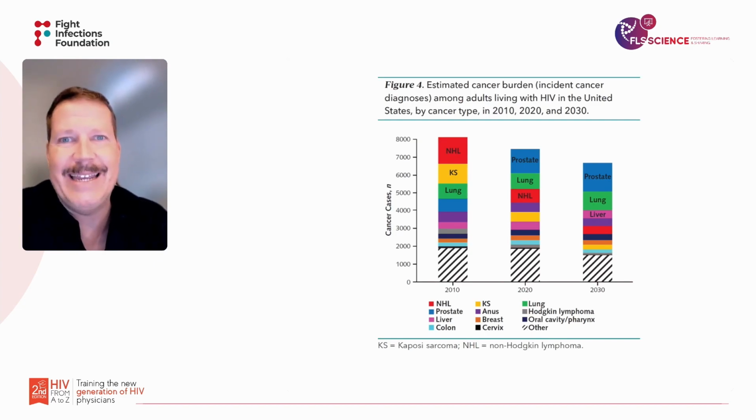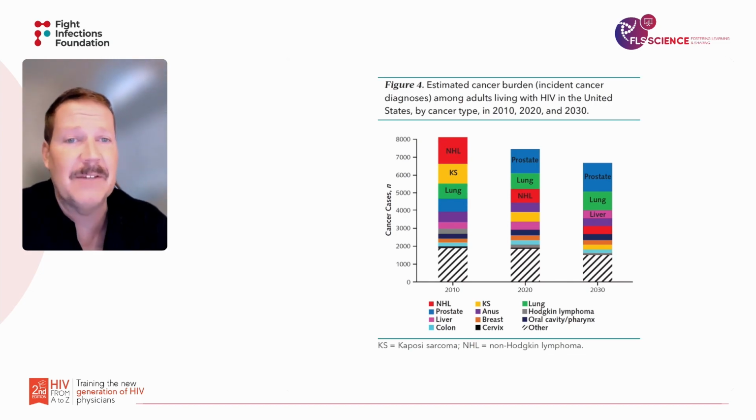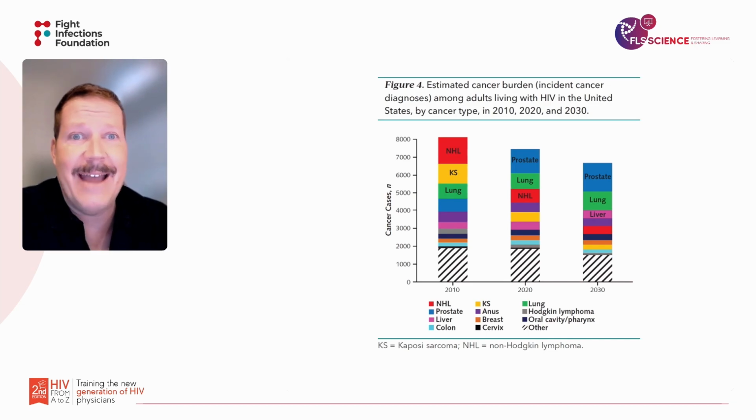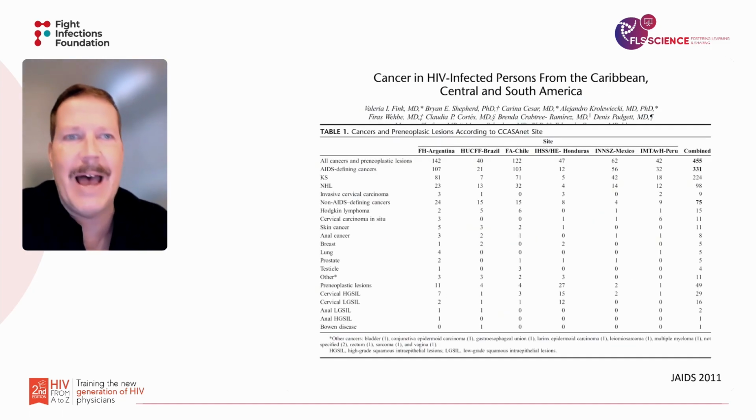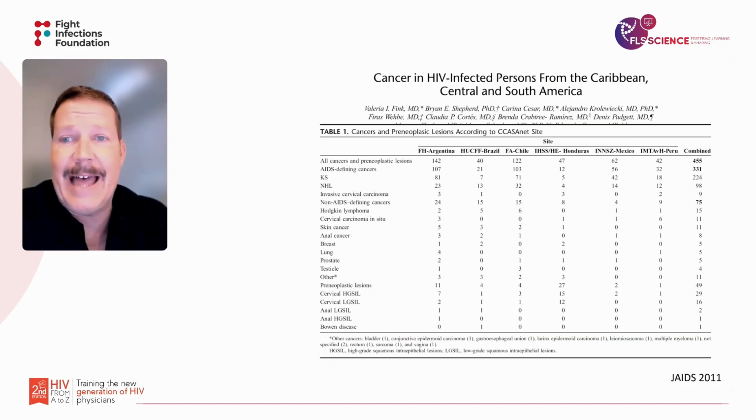And so I think the important point is that since the beginning of the HIV epidemic, there have been cancers strongly associated with HIV infection. However, we need to continue to monitor the types of cancers that our patients are getting, which is very dependent on the population and the context of that population. And so to that, it's important that we also look at what is happening outside of the US and other high-income countries. This is a paper led by Valeria Fink from Argentina that looked at cancers among people living with HIV in Latin America.